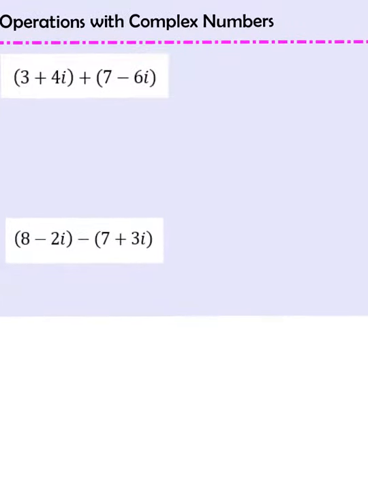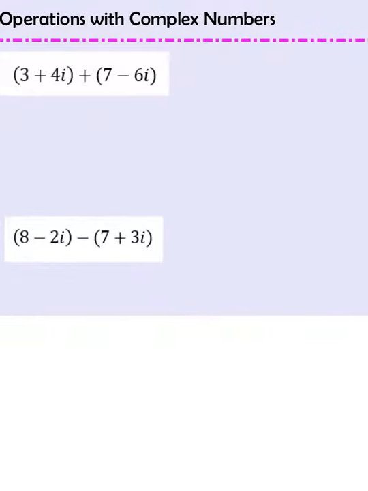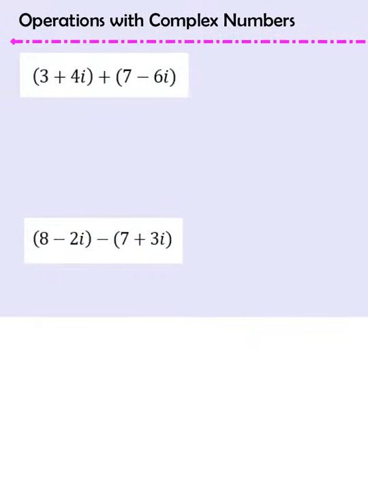So what happens when we add and subtract? Let's look here. Here there's nothing in front of these parentheses but a 1, so if I distribute a 1, I get 3 plus 4i. Same thing here. If I distribute a 1 in here, I get 7 minus 6i. So the purpose of the parentheses, really there is none.